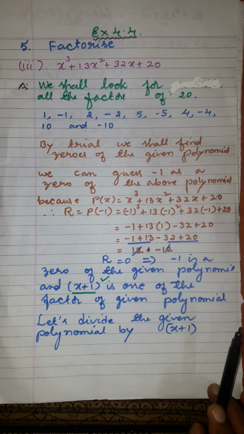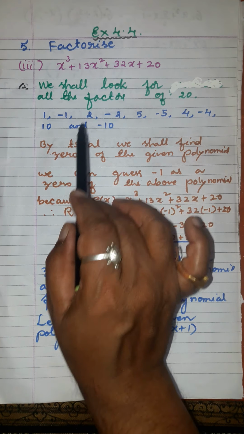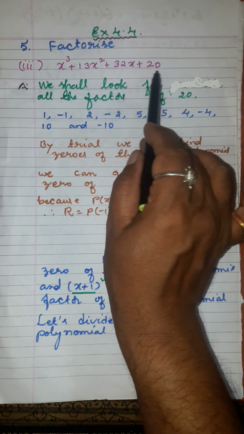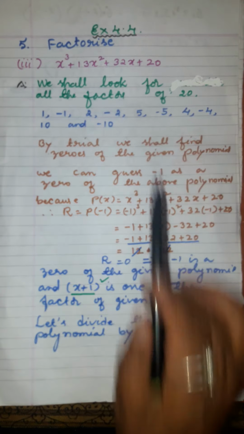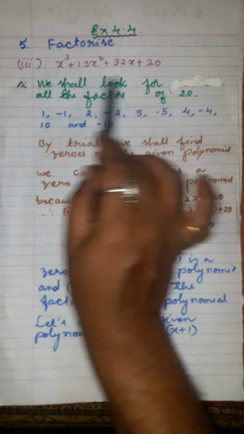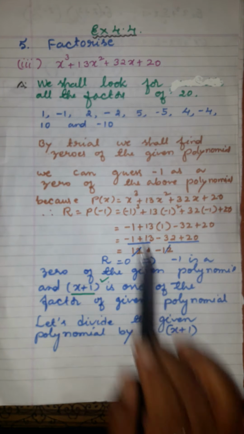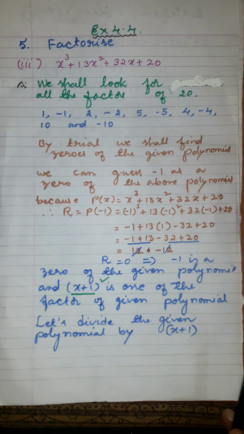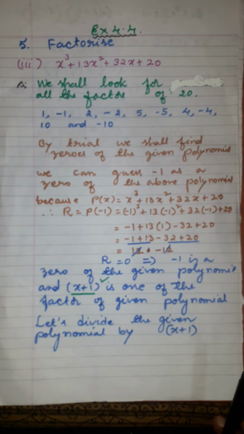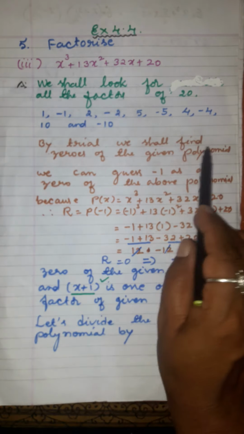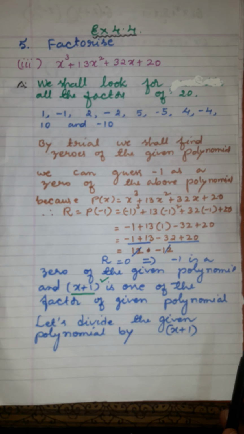So after finding one of the factors, we can find the remaining factors. Once we find one factor of this polynomial, we have to divide this polynomial by the factor we get. We are going to get a quadratic polynomial, so we can find the factors of the quadratic polynomial by splitting the middle term. So, by trial, we shall find the zeros of the given polynomial.